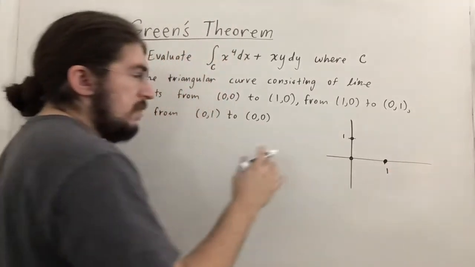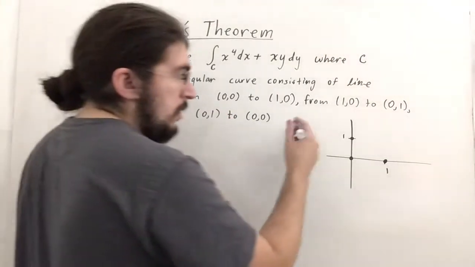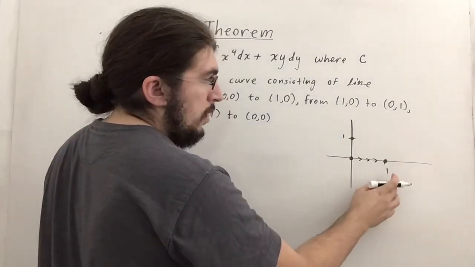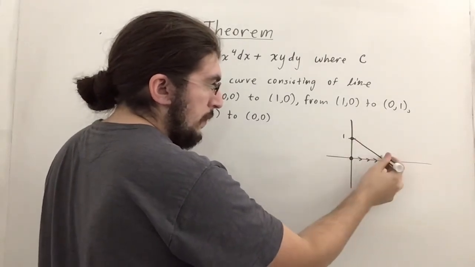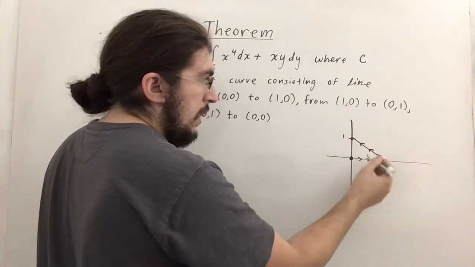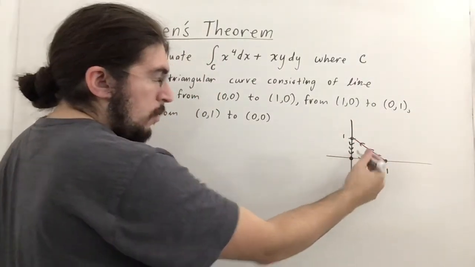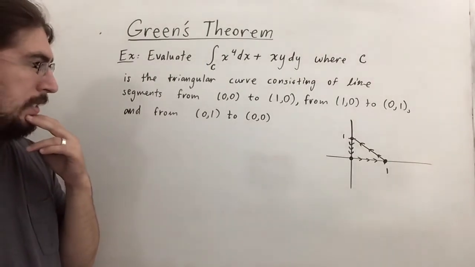Now it says specifically from where to where, so that describes an orientation. So from (0,0) to (1,0), that's this way. Then from (1,0) to (0,1) is this line segment here like this. And then finally from (0,1) back to (0,0), we have this closed curve. And that's how it's described.